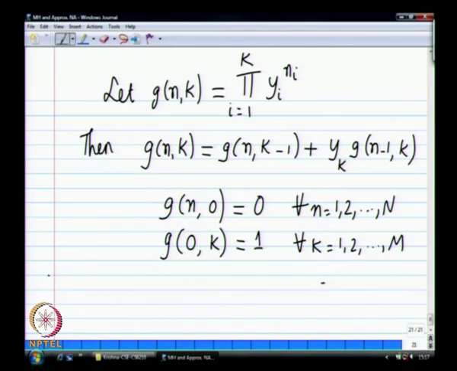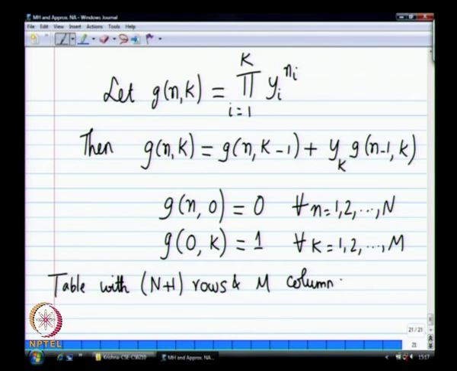So now we construct a table with n plus 1 rows and technically m plus 1 columns, but you do not have to worry about that. M columns. The proof is there in the book, how we can do this grouping; for a simple three-queue case you can actually come up with it. Let us not go there. Okay.